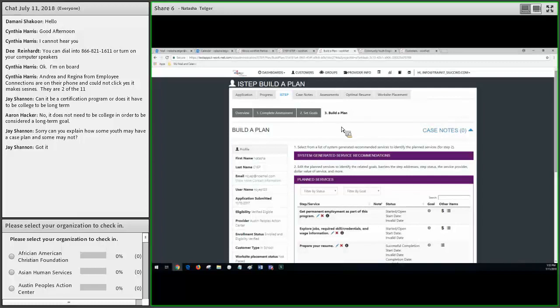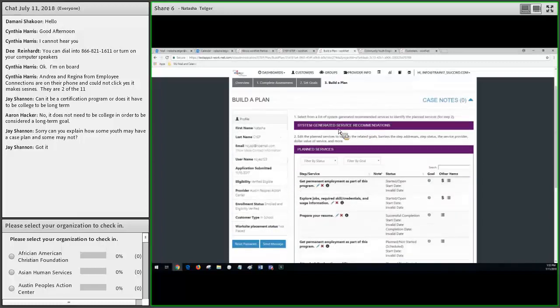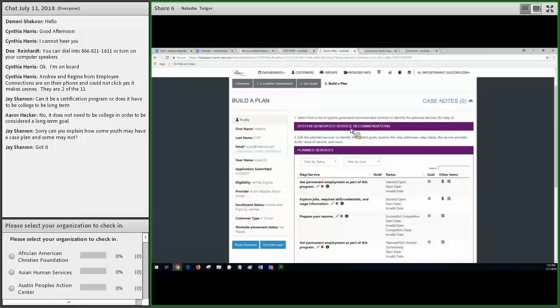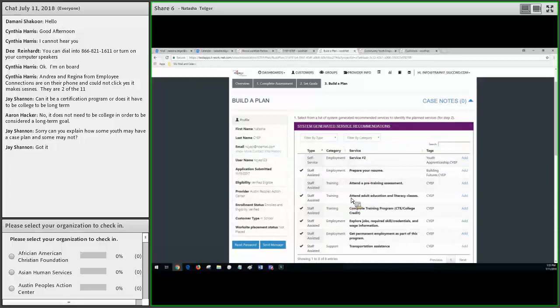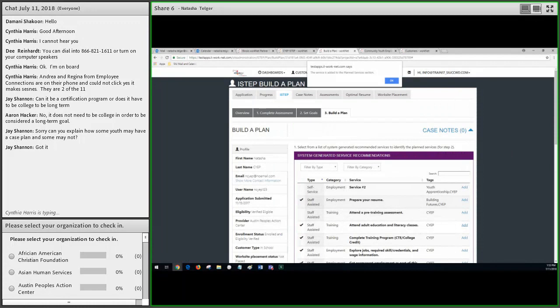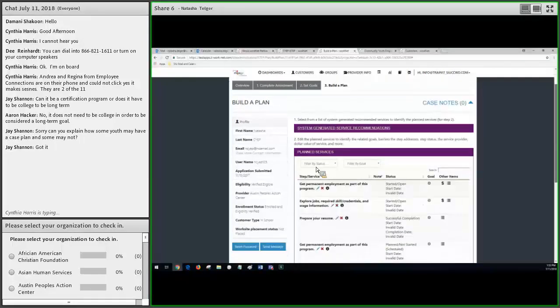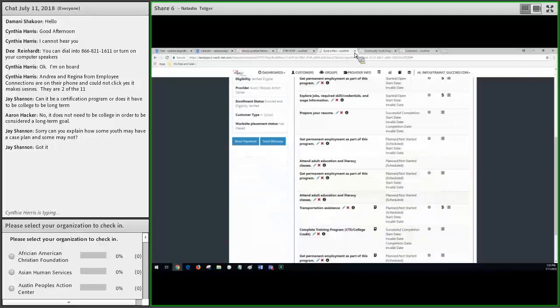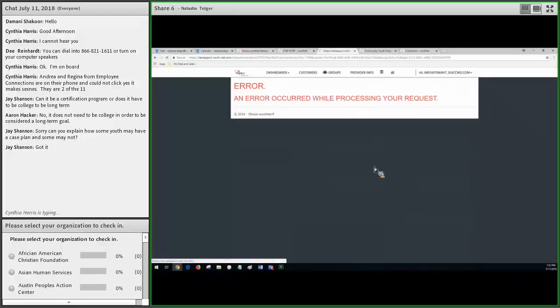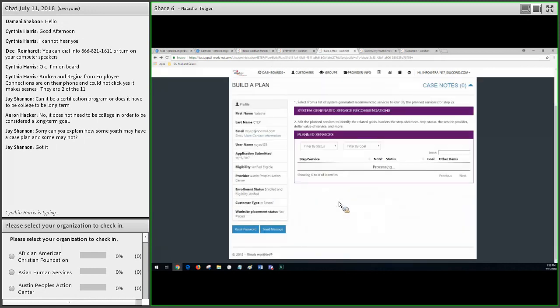because I'm going to build my plan. I'm going to continue to add on to it. There's a couple ways you can do it, but this is one way. You could go into the recommended services section. You could select attend adult education and literacy classes. And then that's going to add it to the section of my plan. I can edit that.